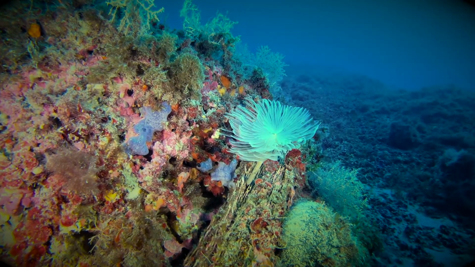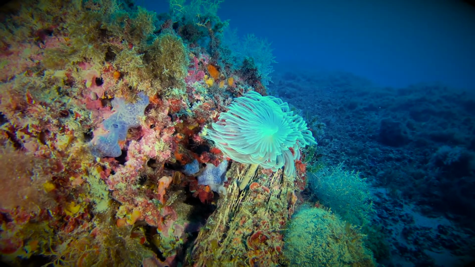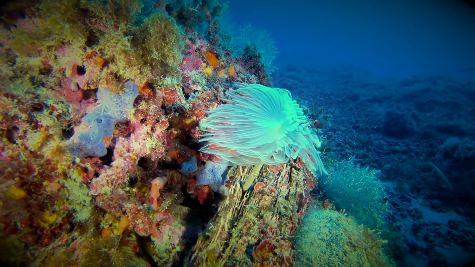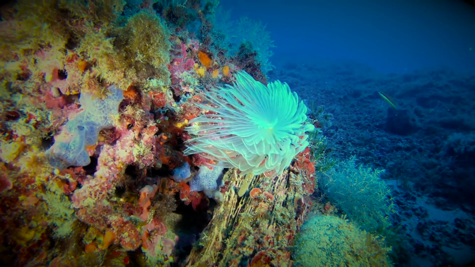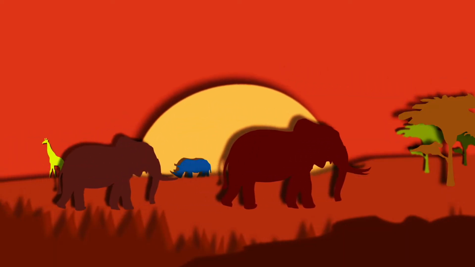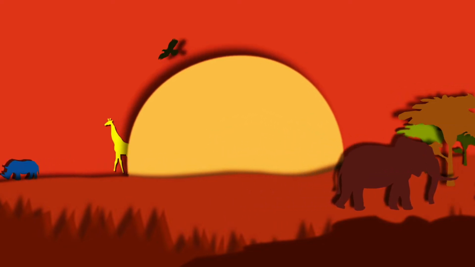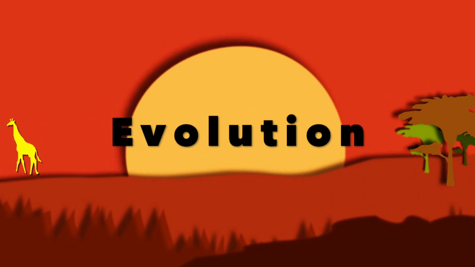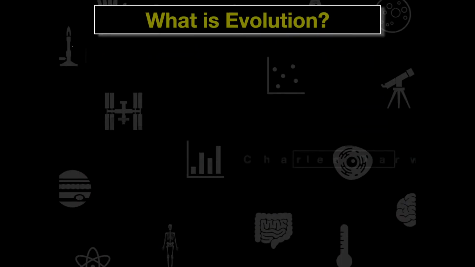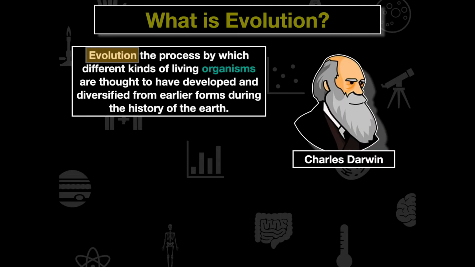We see all these animals on the planet and we observe them interacting with their environment, but we don't really understand yet how this occurs. And evolution is really the study of how this all happened over long periods of time. So what is evolution? Well, evolution is the process by which different kinds of living organisms are thought to have developed and diversified from earlier forms during the history of Earth.